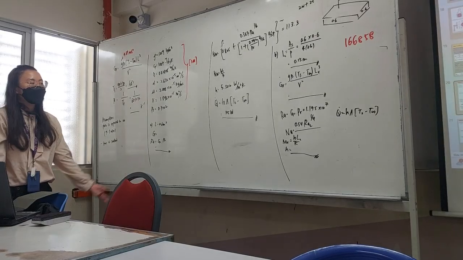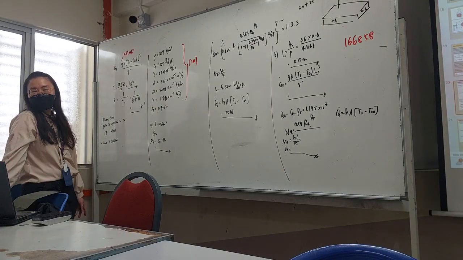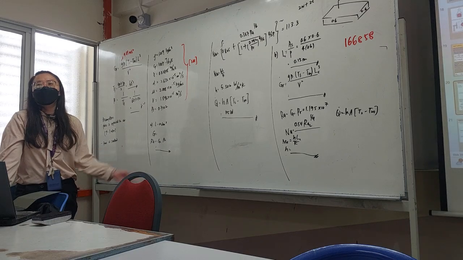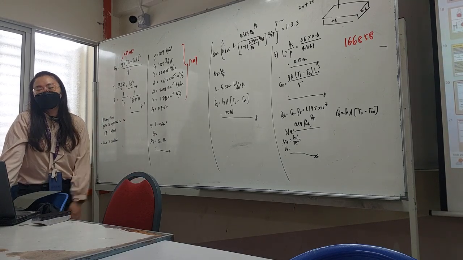Very simple, just looking at the property table. Easy, can score. This one 15, I think. If the question asks you to do the derivation, it's 25. It's only calculations, it's 15.